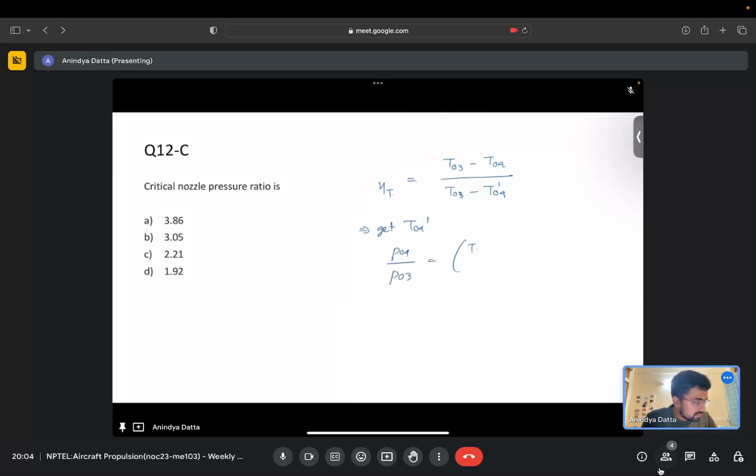Then we can get P04 as P03 times T04 prime by T03, whole to the power gamma gas by gamma gas minus 1. You can use this to compute the pressure ratio, and from there you will get P04 as 1.586 bar. Okay, this is clear. So you first compute the isentropic temperature, and then use the isentropic relation to obtain the total pressure.